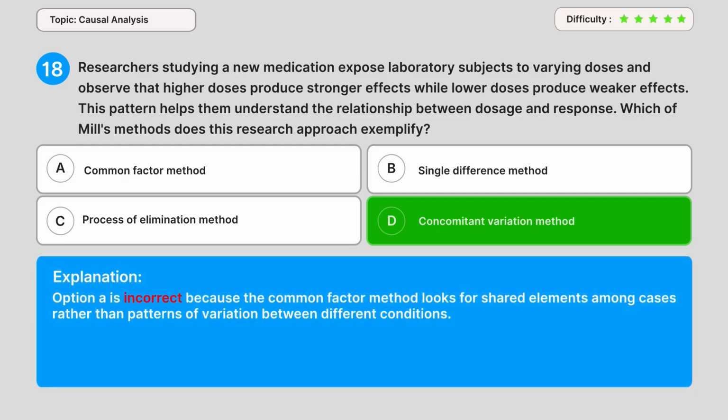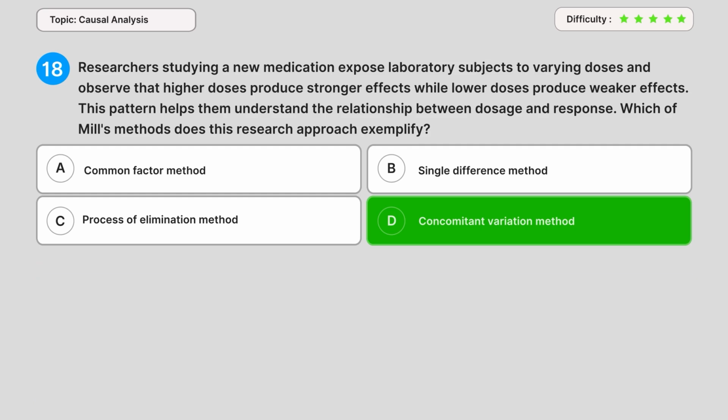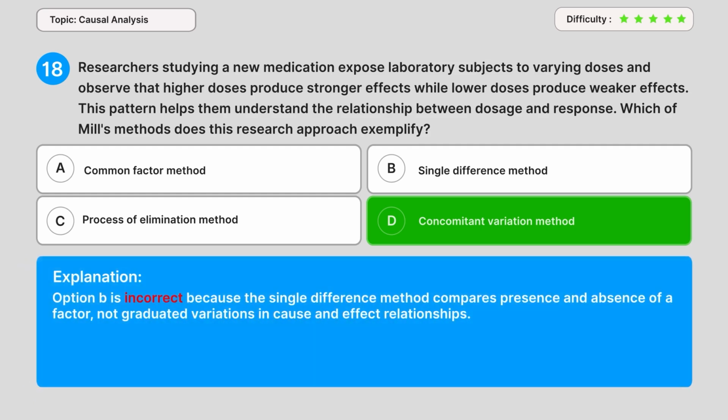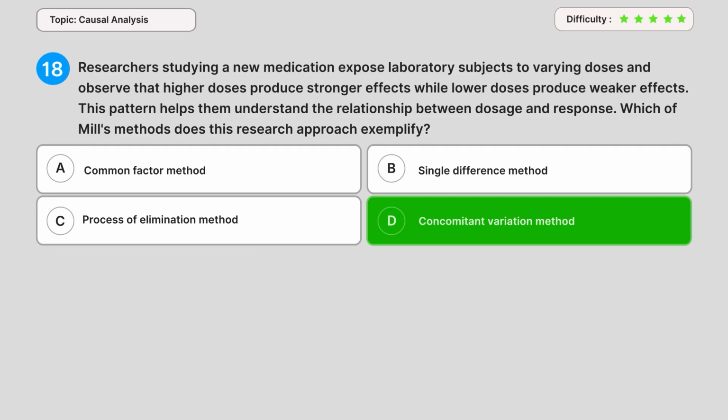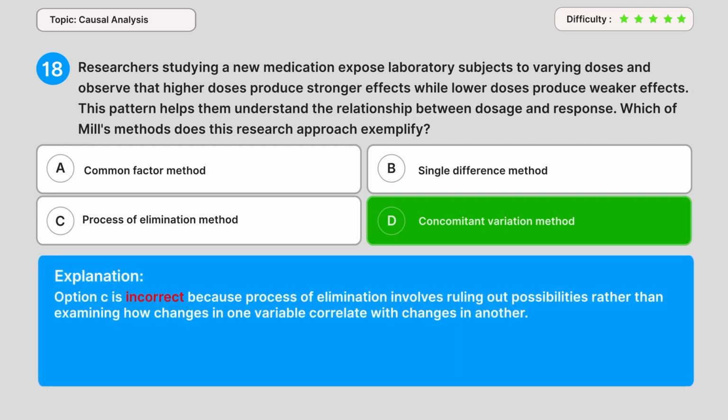Option A is incorrect because the common factor method looks for shared elements among cases rather than patterns of variation between different conditions. Option B is incorrect because the single difference method compares presence and absence of a factor, not graduated variations in cause and effect relationships. Option C is incorrect because process of elimination involves ruling out possibilities rather than examining how changes in one variable correlate with changes in another.